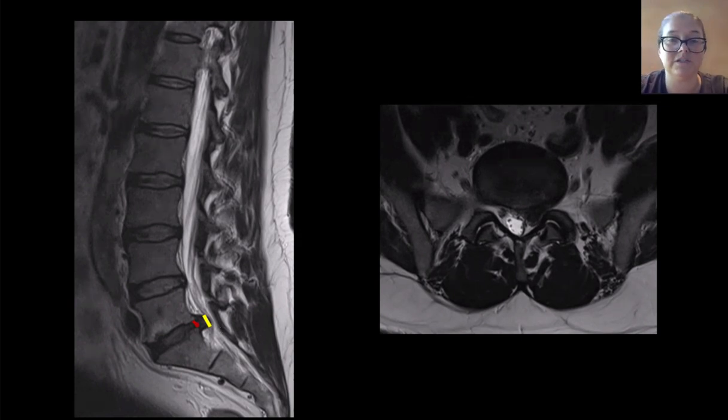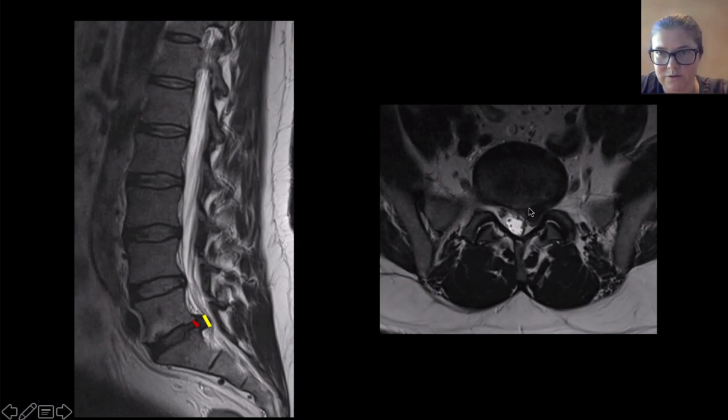But okay, why don't we just call this a herniation? I would have called this an extrusion, but a herniation. So we've got a herniated disc. We're at L5-S1. These are the traversing S1 nerve roots. So we've got our disc. We've decided it's a herniation. Now we're going to talk about the location.